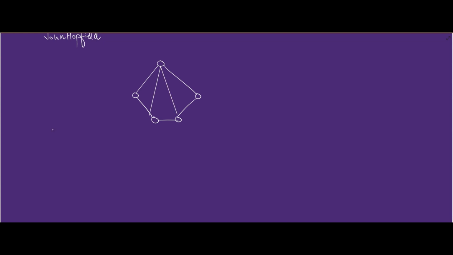So, the structure of a Hopfield network is something like this. We have a set of neurons which are completely connected to each other, like this. So, this is how the structure of the Hopfield network looks, where these circles are neurons and these lines represent the synapses or the connections between the neurons.